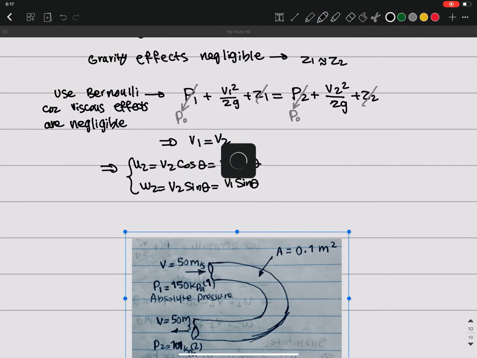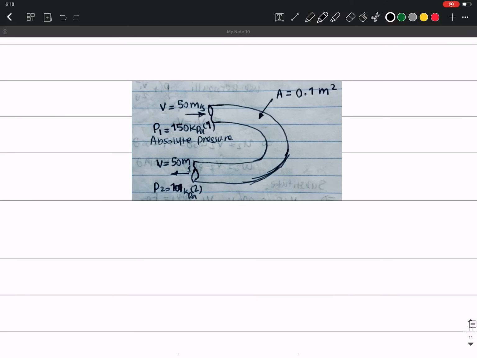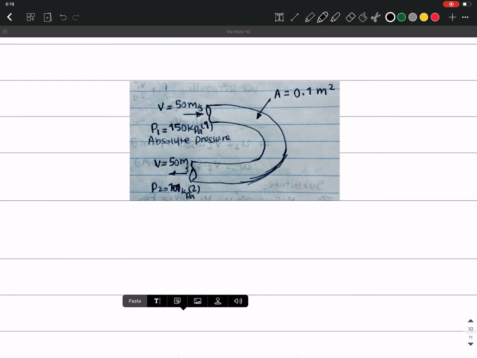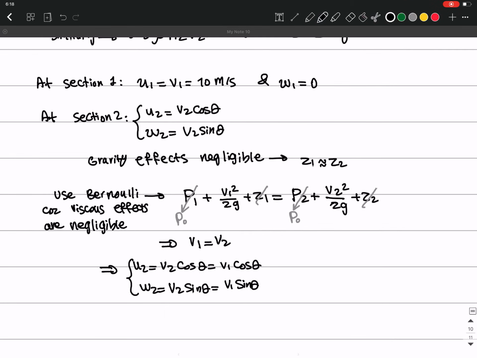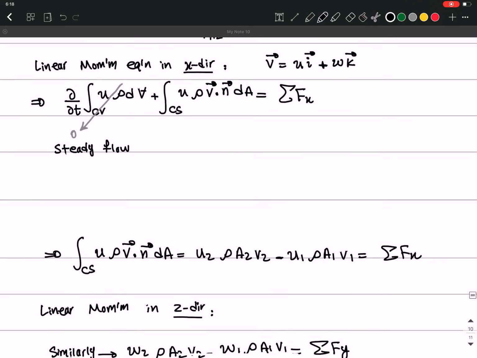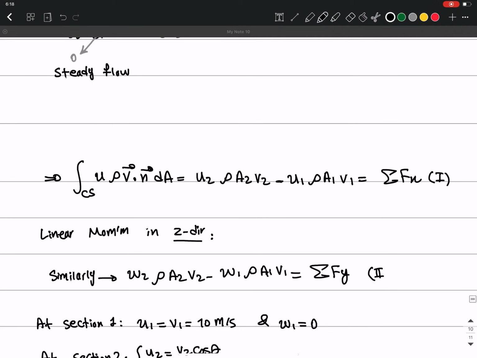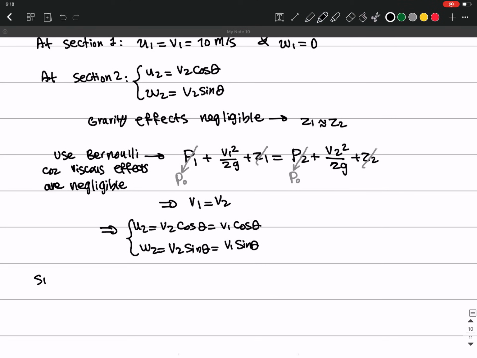So let me add another page. Now I want to substitute this into my equations here. I have these equations. Let me see, what are my equations? This is equation 1, and this is equation 2. Okay, so substitute in 1 and 2, and we are going to get this.